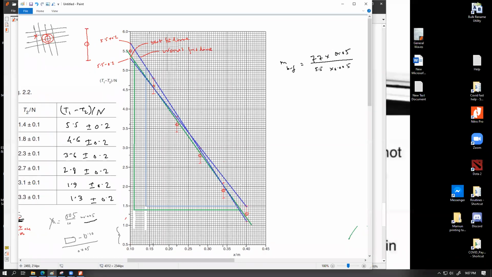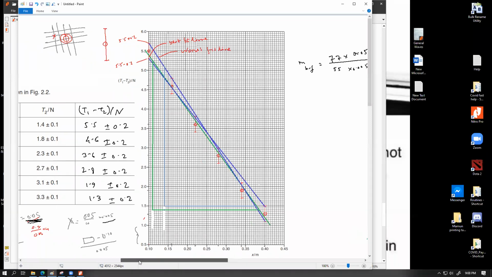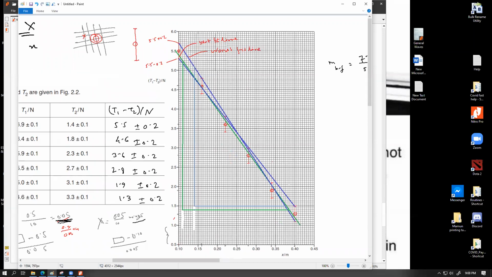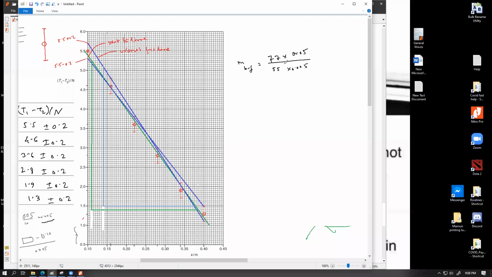Similarly, for the horizontal axis, the length of this whole line is 55 divisions, which I calculated from the graph just by counting boxes, and the smallest division value for the x-axis was 0.005. This was the smallest division value which I used earlier, so I placed this over here. So this is the total value. Someone give me this number in 3SF.